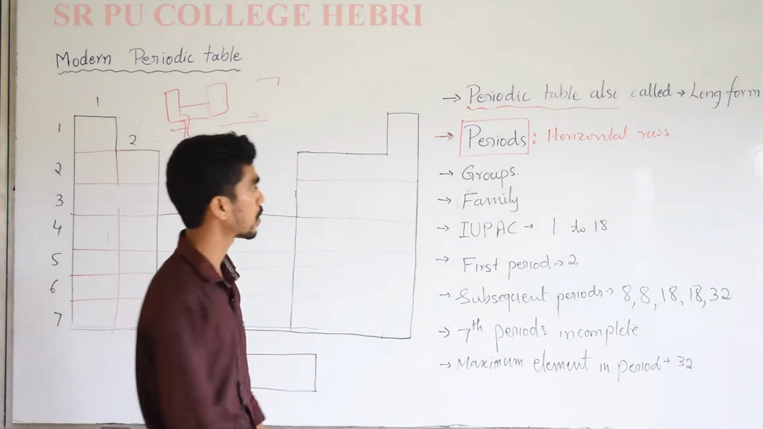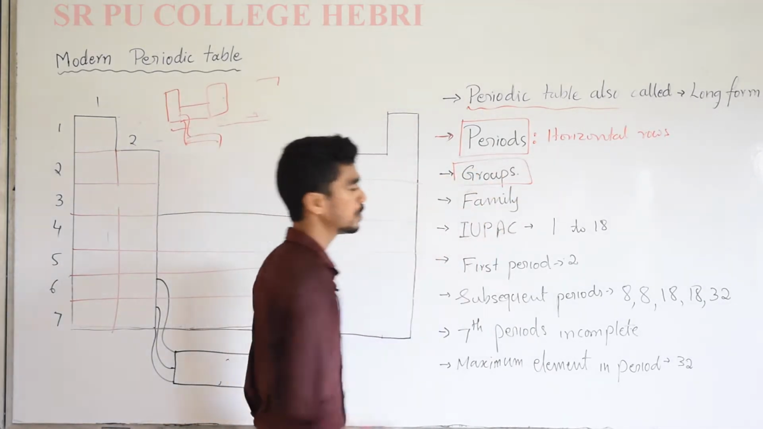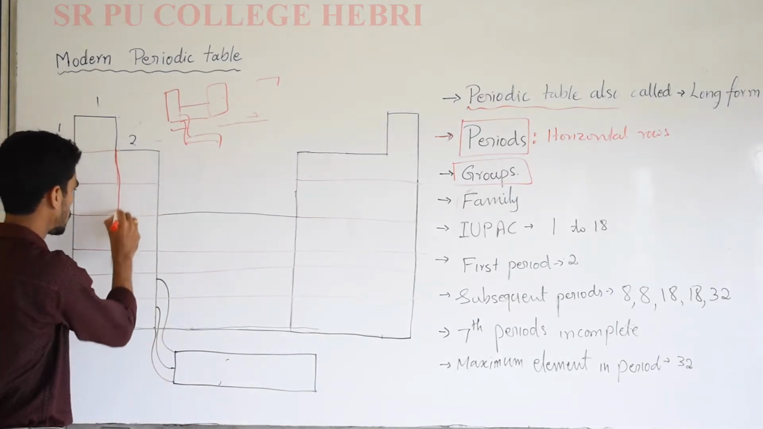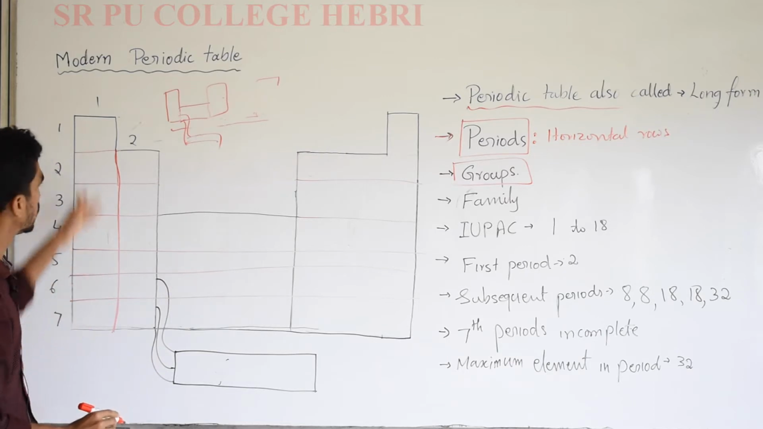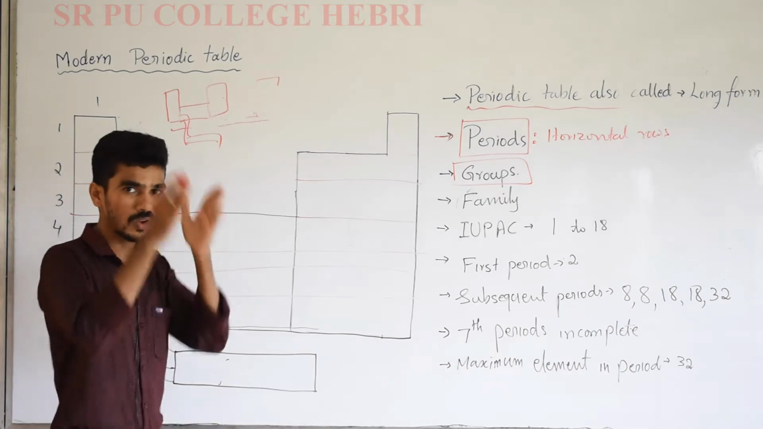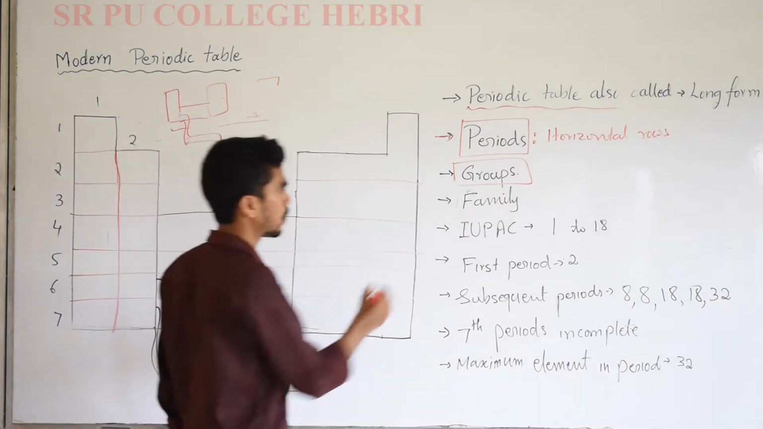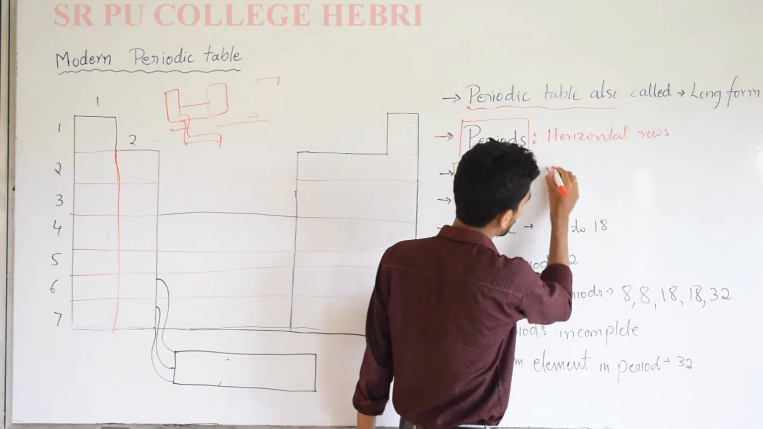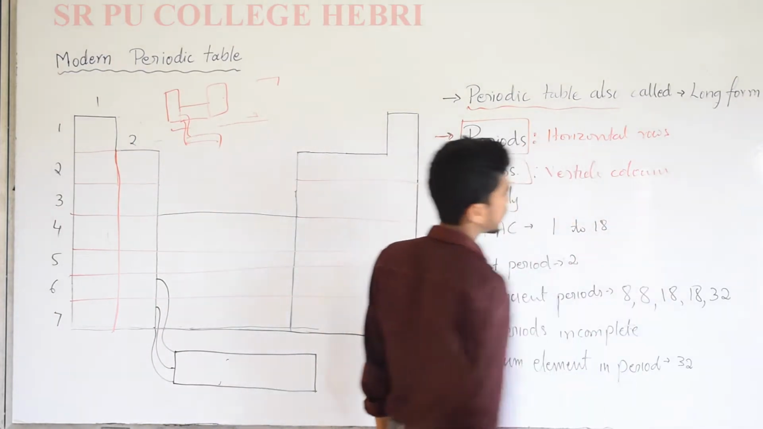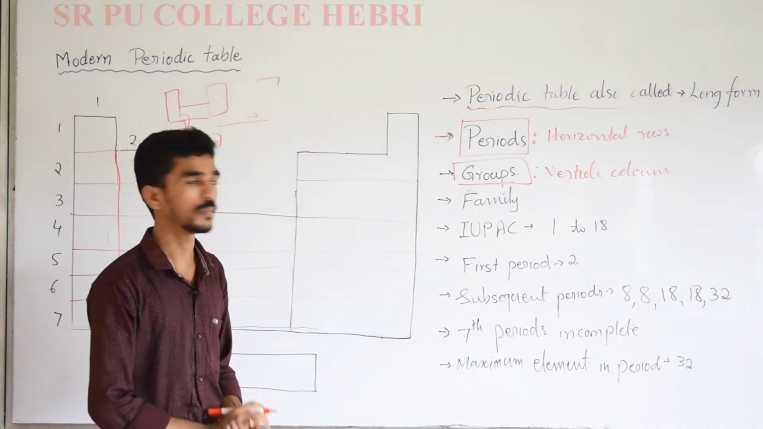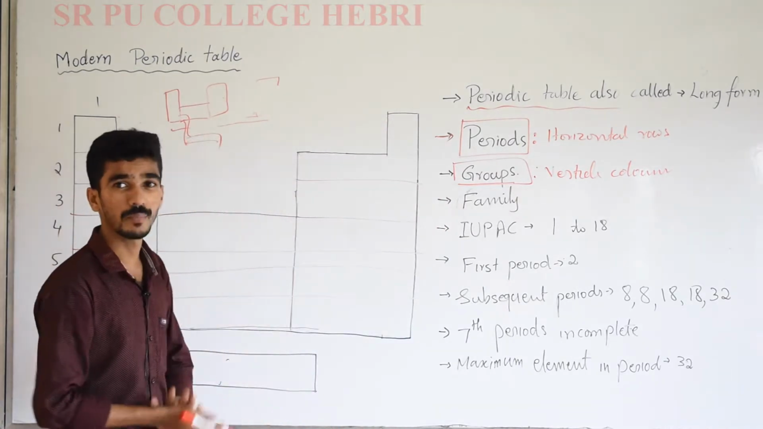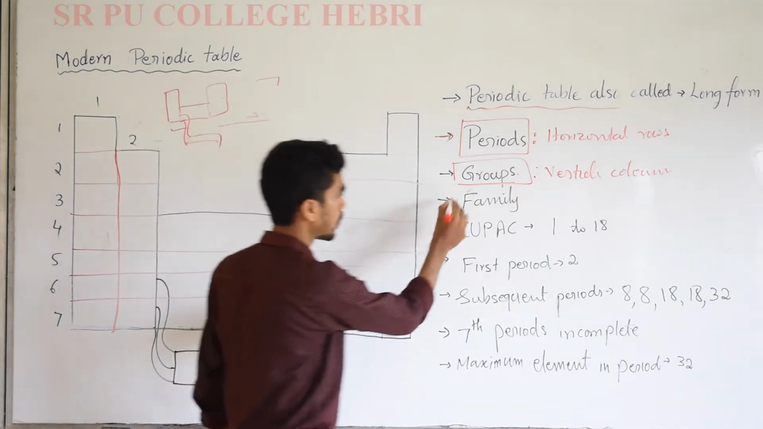And what are groups? One more term, groups. Groups are nothing but vertical columns. Here is the first group, second group, like that. Whatever columns are present in a vertical direction are called groups. These two are very important terms in the modern periodic table. Next we'll move to the family.